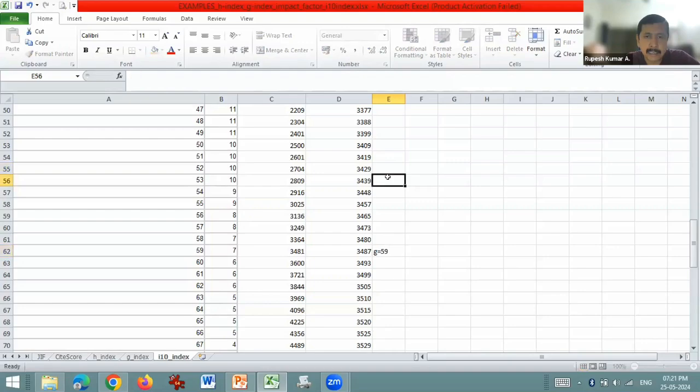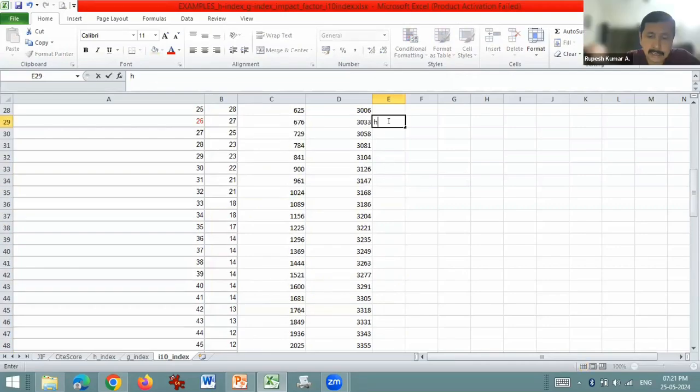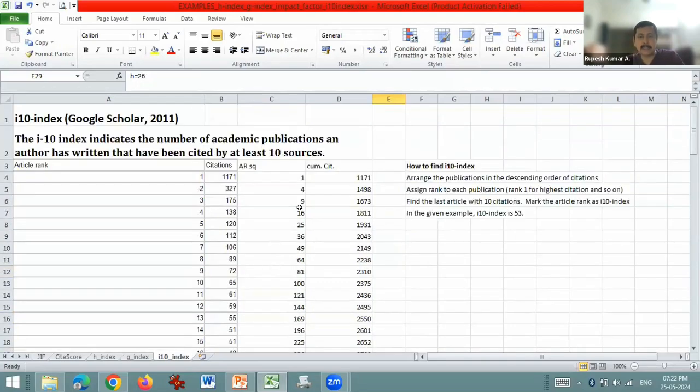Okay. I-10 is 53. 53. And H is 26. You can see why G is 59. Why H is 26? That is because at the top, this author has got more highly cited articles.